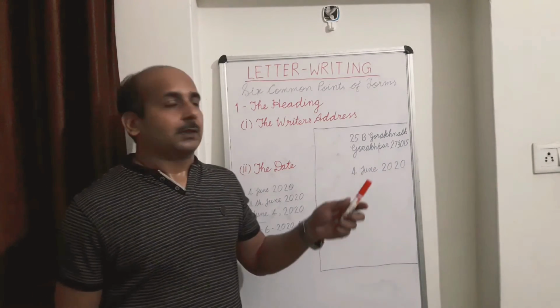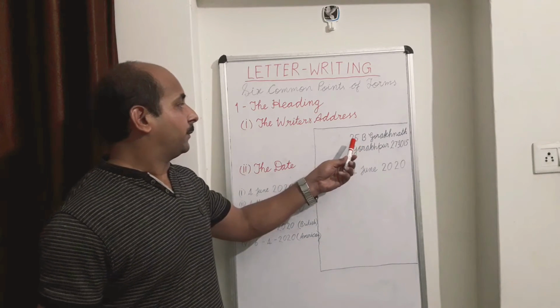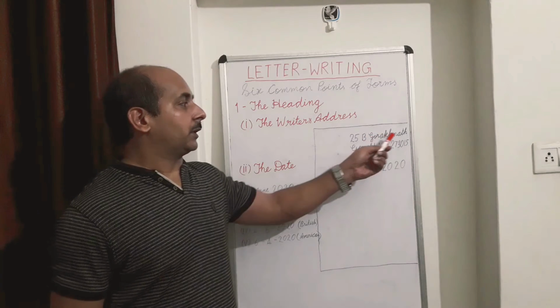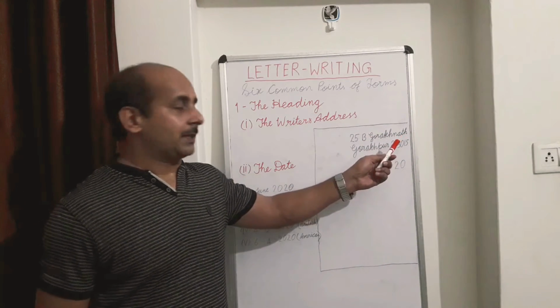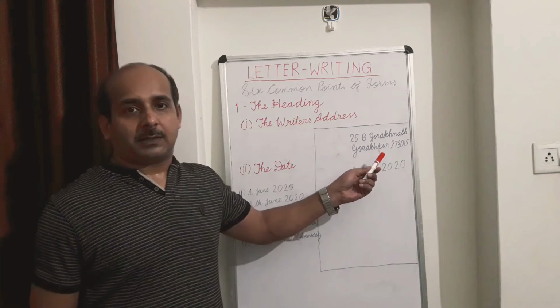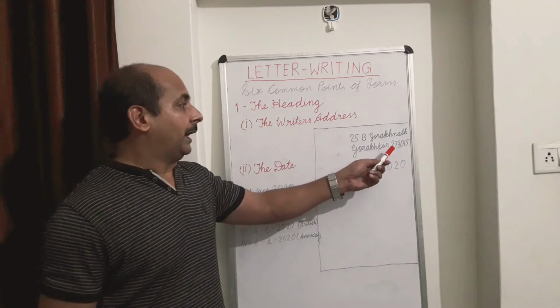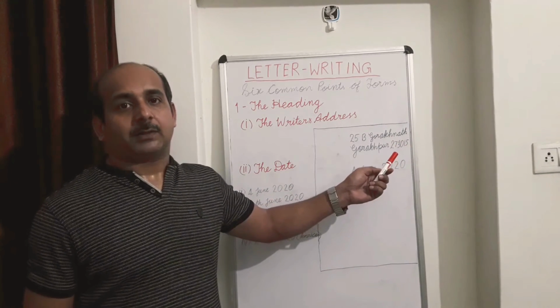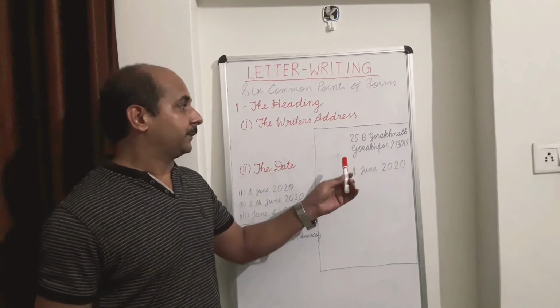For an example, have a look at the board. 25B is the house number. Gorakhnath is the example of the name of the colony. Gorakhpur is the name of the city. And 273015 is the postal index number, PIN of the Gorakhnath area.